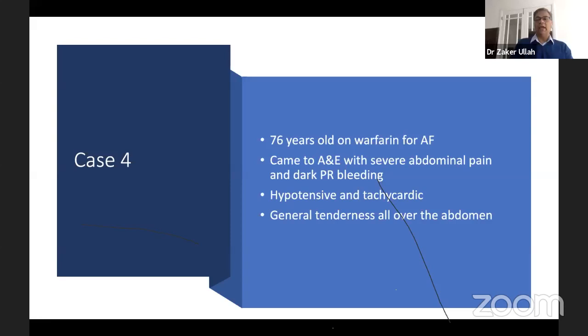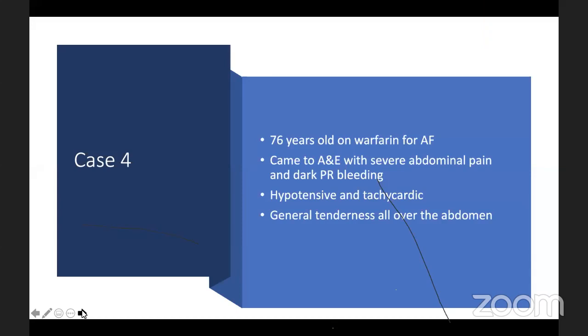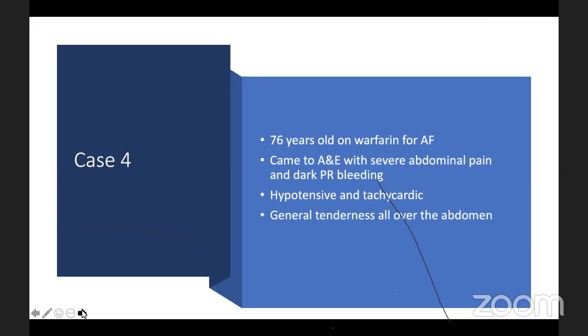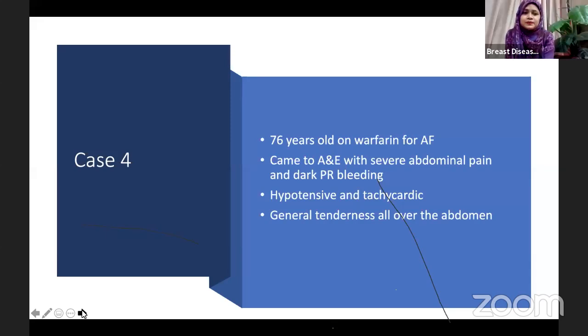Okay, right. So this case: a 76-year-old on warfarin for AF, atrial fibrillation, came to the accident and emergency department with severe abdominal pain, and now hypotensive and tachycardic, with general tenderness all over the abdomen. What do you think it is? Considering the scenario, the patient may have acute mesenteric ischemia. Yes, very good. That is the first differential diagnosis.